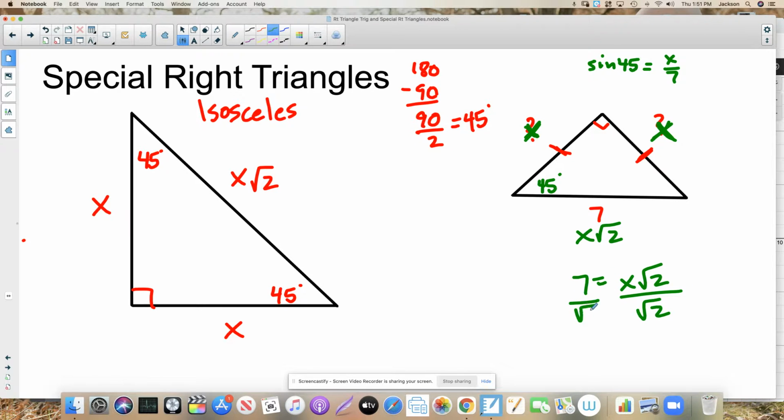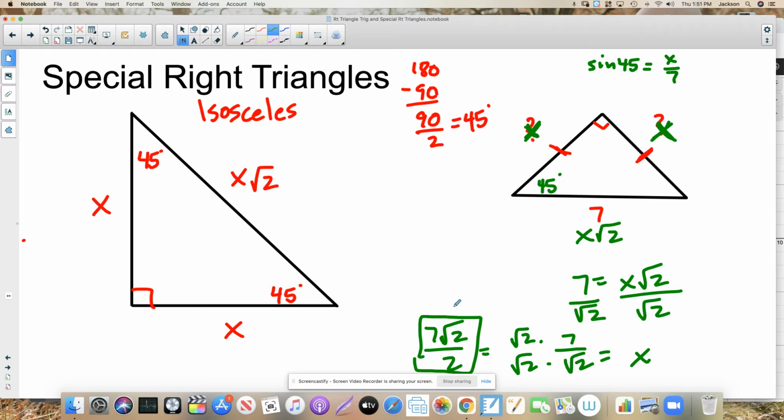Divide by radical 2 on both sides. So we get x equals 7 over radical 2. And then we would have to rationalize our denominator like so, and end up with 7 radical 2 over 2. And this would be the side length for x that I had labeled up here.